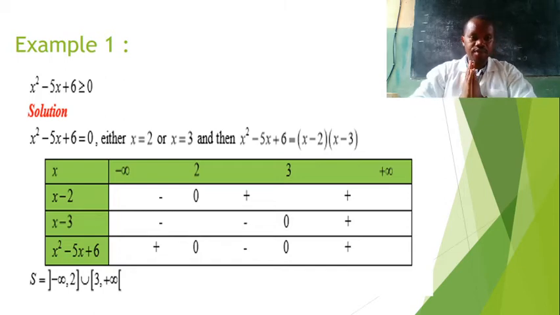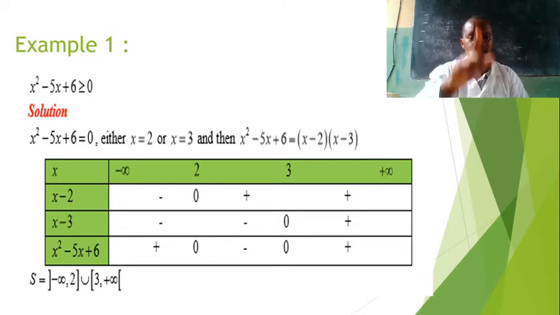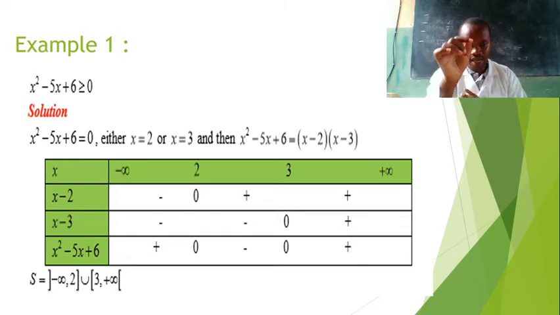So finally, as the final answer, you can see that the solution set will be from minus infinity excluded up to 2 included, union from 3 included up to positive infinity excluded. This was the first example.